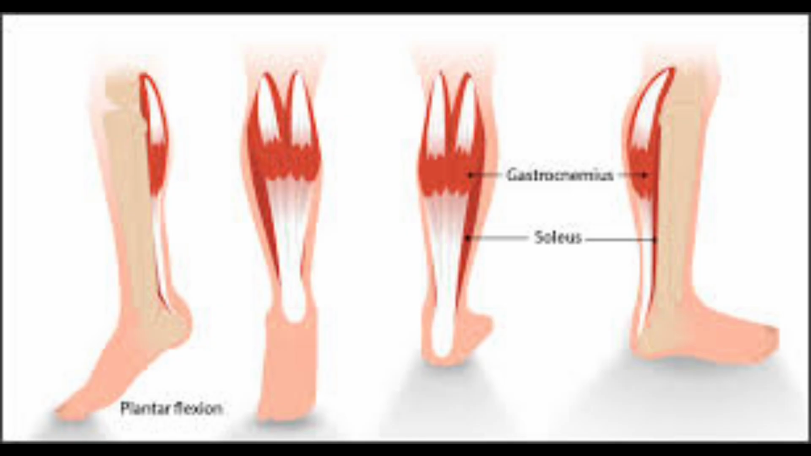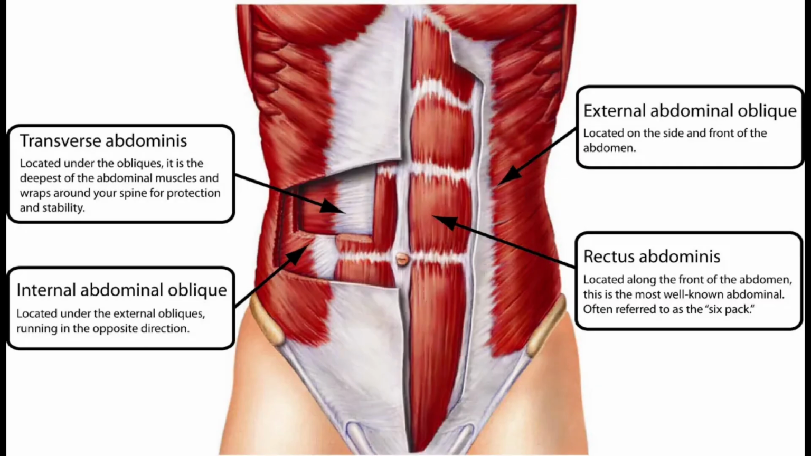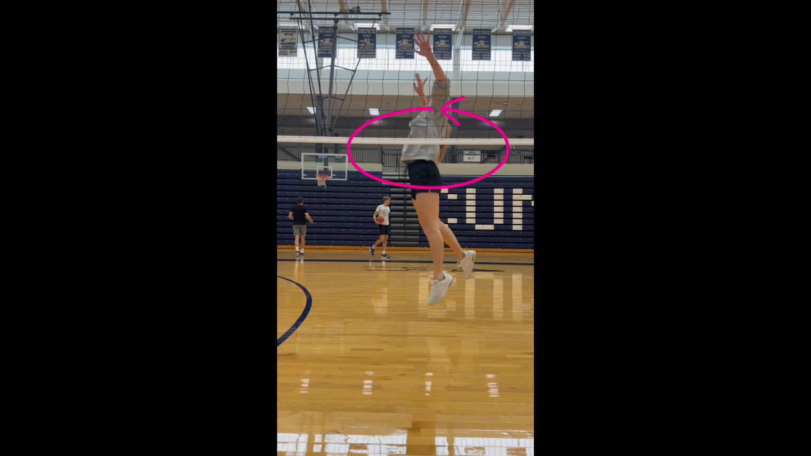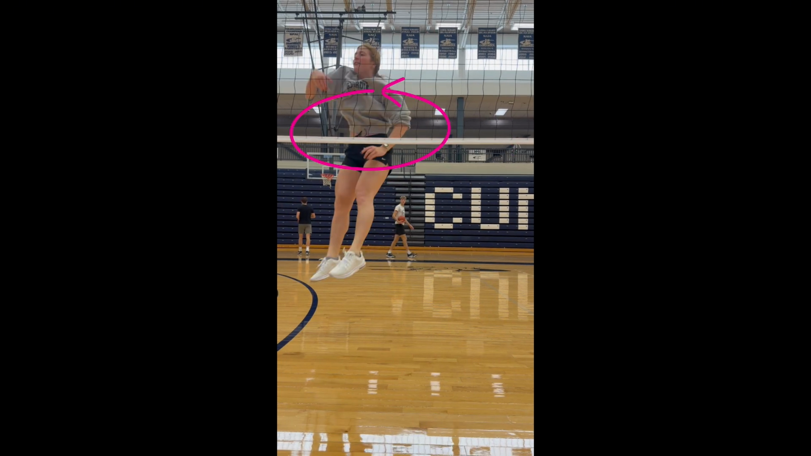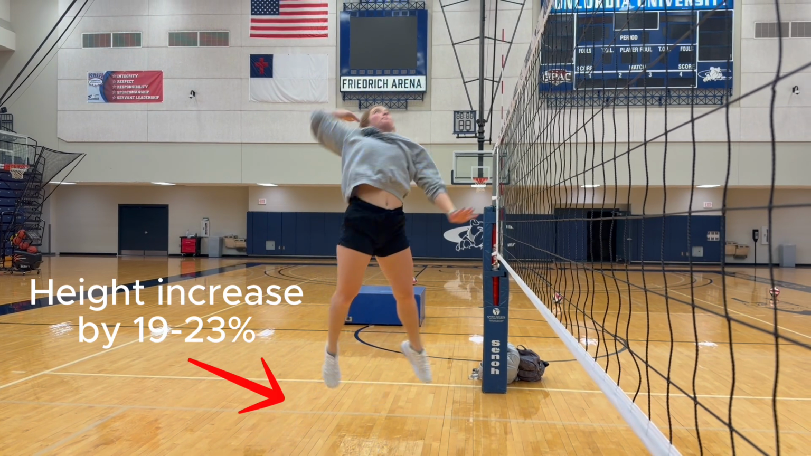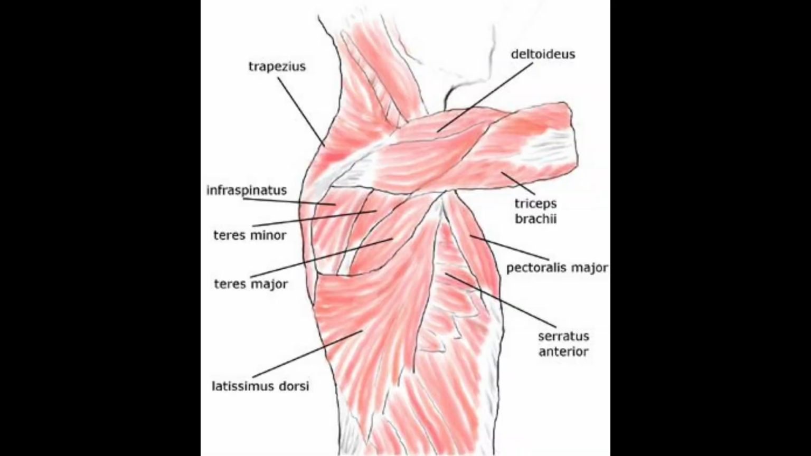In addition, the core muscles play a vital role in trunk stability and energy transfer via the rectus abdominis, obliques, and erector spinae. Trunk rotation increases the acceleration of the path of the hitting arm. The arm swing muscles used to assist jump height indirectly have been shown to increase vertical jump by 19 to 23%. The muscles involved include the latissimus dorsi, deltoids, pectoralis major, and triceps.